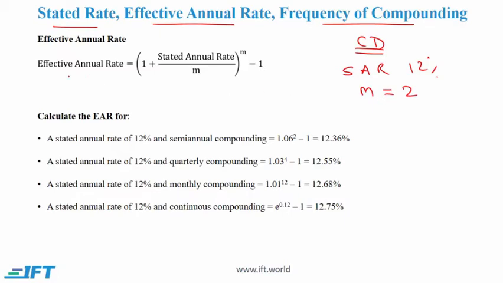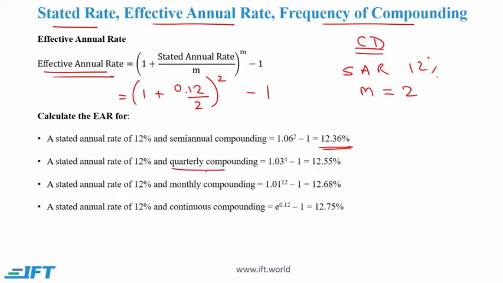To calculate the effective annual rate, this is the rate that we are effectively getting over a 1-year period. We use the formula shown here. So the effective annual rate with this example is going to be 1 plus the stated annual rate of 12% divided by the number of periods. So this essentially becomes 0.12, which is 12% over 2. So we have a 6% rate over a 6-month period. And then this needs to be raised to 2 because we have 2 periods in a year, and then we subtract 1. If we do this calculation, we will get 12.36%.